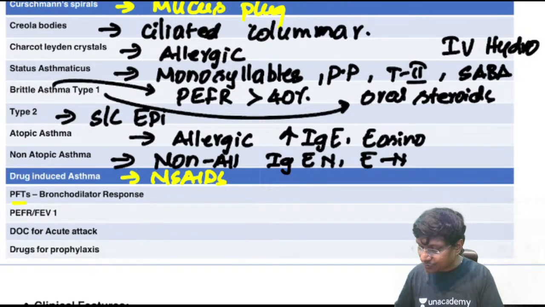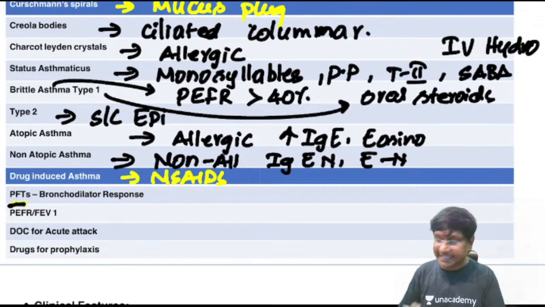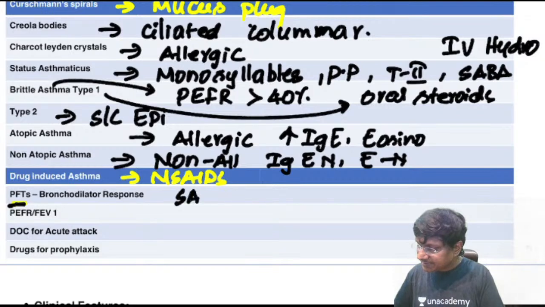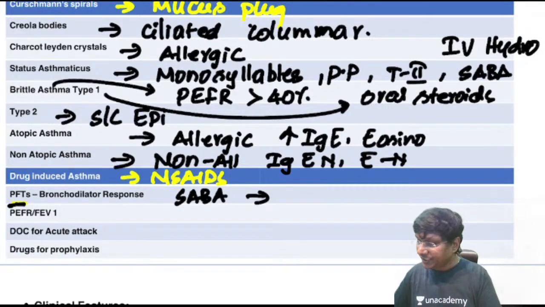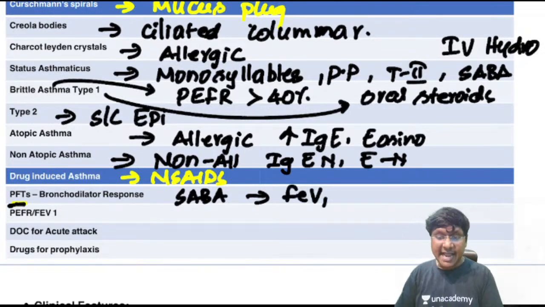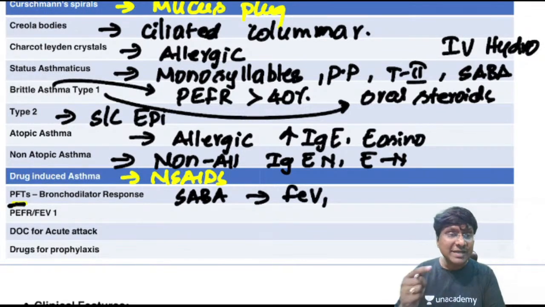Then how will you diagnose? The diagnosis is by the pulmonary function test, that is your bronchodilator response test. Now what is this bronchodilator response test? In these patients with asthma or COPD, you give a short acting beta agonist, then wait for 10 to 15 minutes, then you need to check the FEV1, and you need to make out how much is the increase in your FEV1.